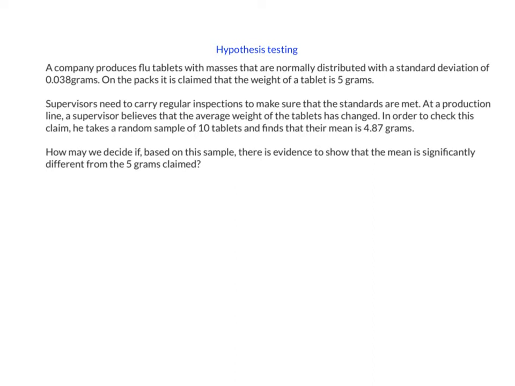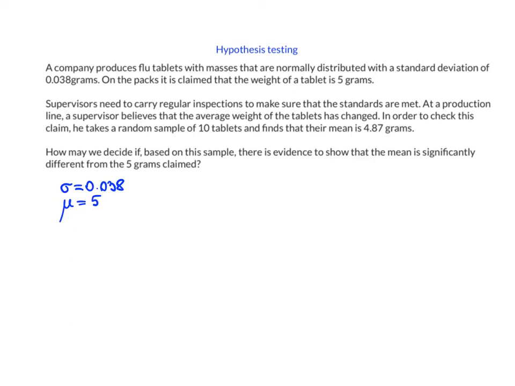Let us read this question. Assuming a company produces flu tablets with masses that are normally distributed with a standard deviation of 0.038 grams. So the standard deviation is given. On the packs, it is claimed that the weight of a tablet is 5 grams. So the mean of the population of all tablets is 5. Of course, not each tablet is 5. We have a normally distributed population of tablets, but that's a mean weight.